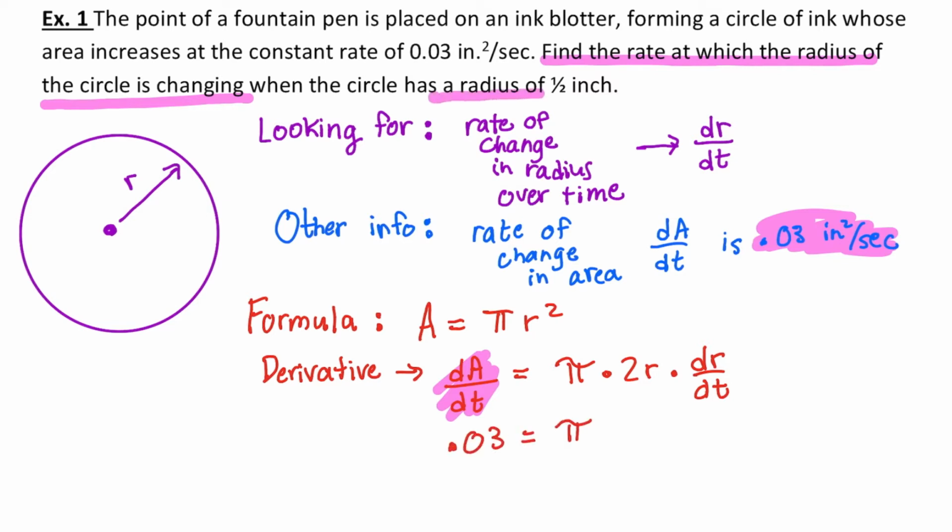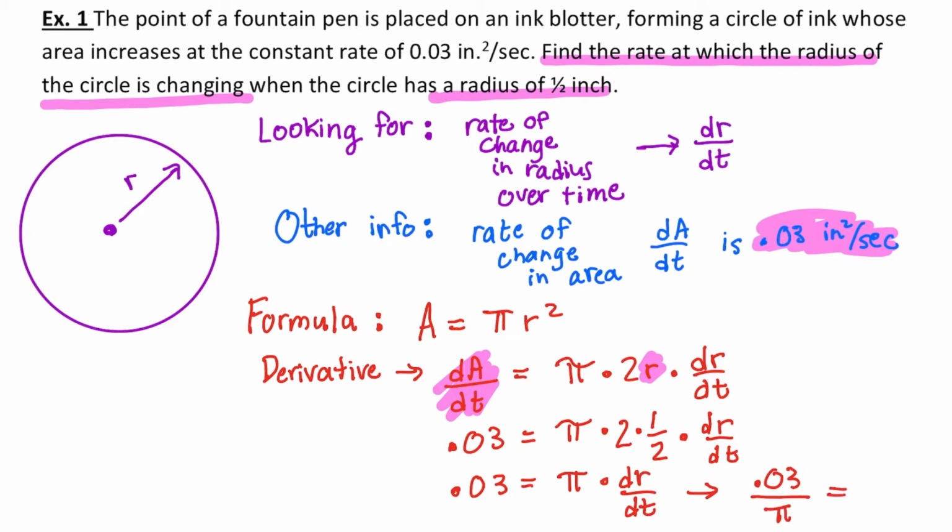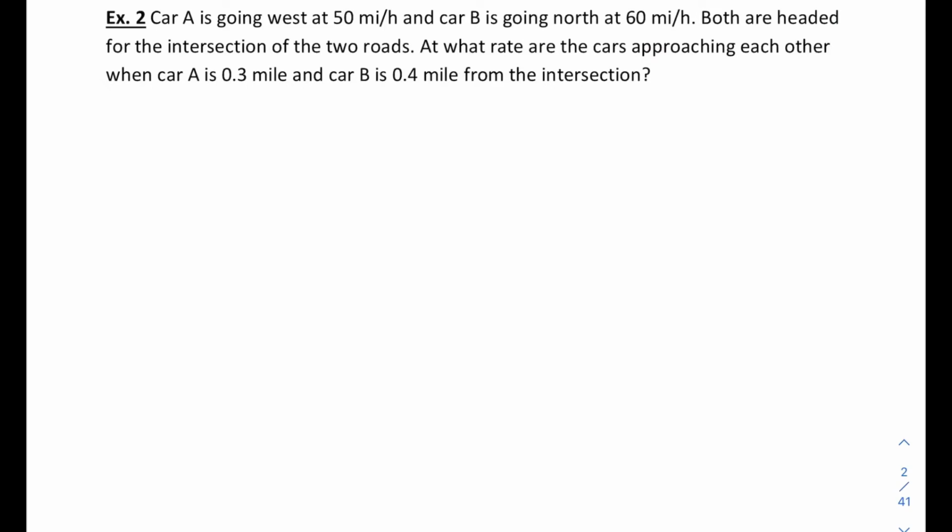We also know we're looking for the rate of change when the radius is 1/2. So let's plug that in. And then we can do a little simplifying, multiply some stuff together, and eventually divide by pi to get dr/dt is 0.03 over pi, or it makes a little bit more sense to think of it as 0.095 inches per second.